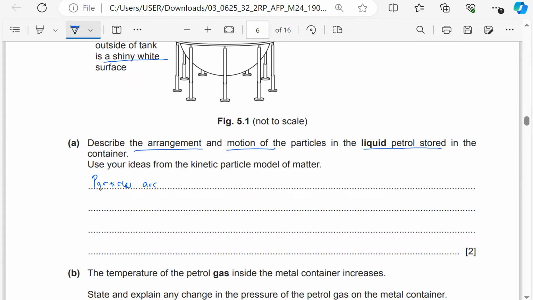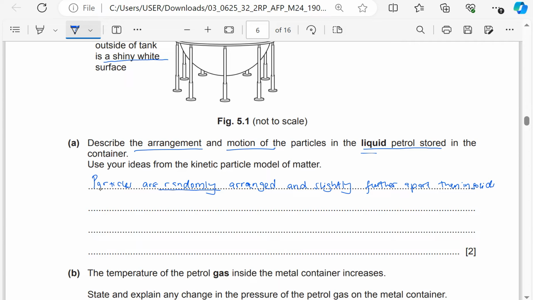Particles are randomly arranged and slightly further apart than in solids. So for liquids, we know that particles are randomly arranged. The arrangement is irregular. They are randomly arranged and they are slightly further apart than in solids.